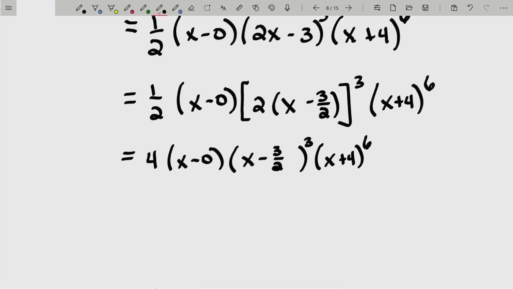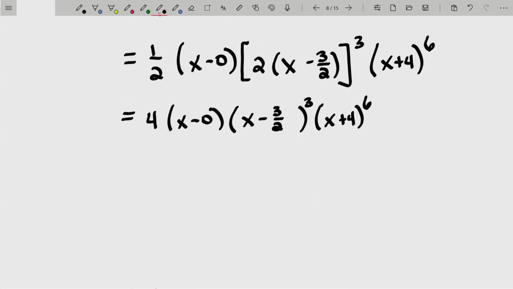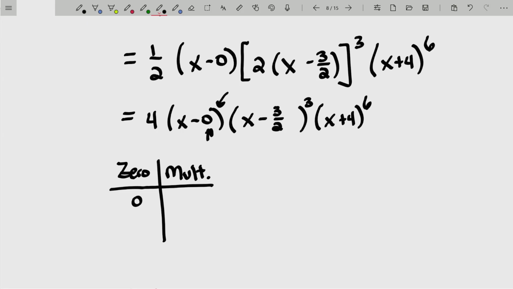From this, we're staring at the zeros and their multiplicities. I'll make a little table here: 0 versus its multiplicity. We have a 0, x equals 0, of multiplicity 1. We have a 0 at x equals 3/2, multiplicity 3. Again, that's just from this. We have a 0 at -4, and it has multiplicity 6.